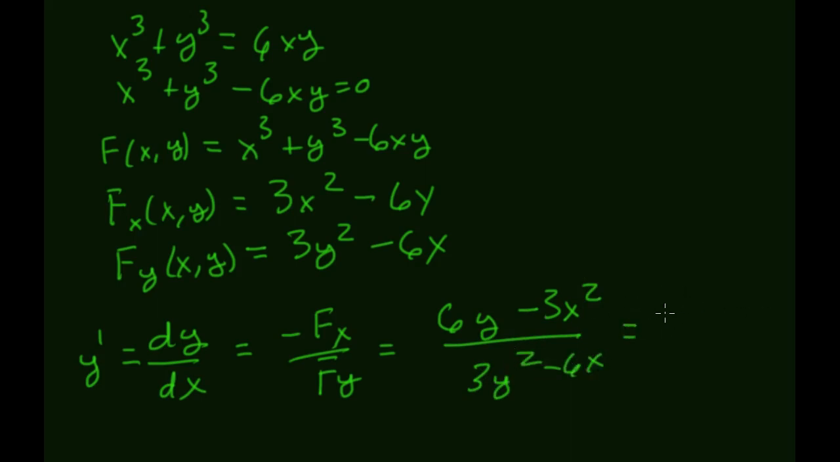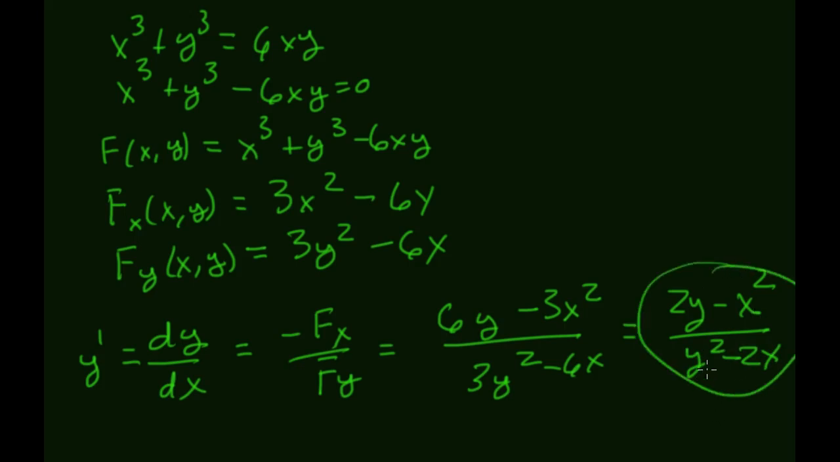Divide it all through by 3. We get 2y minus, sorry, 2y minus just x squared, over y squared minus 2x, which is precisely what we got on the other page. You can back up the video and check. So it's just another way of solving the same problem.